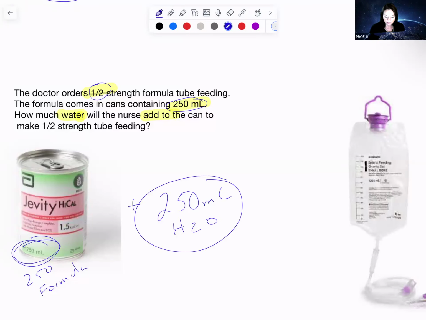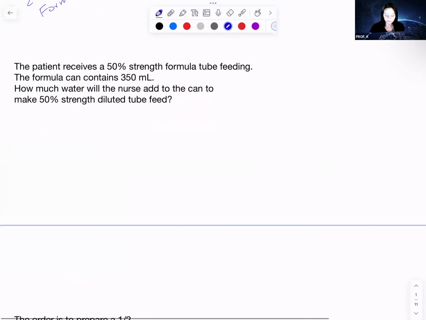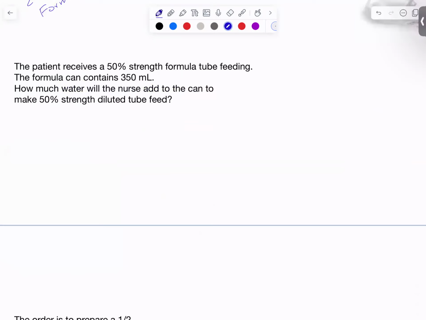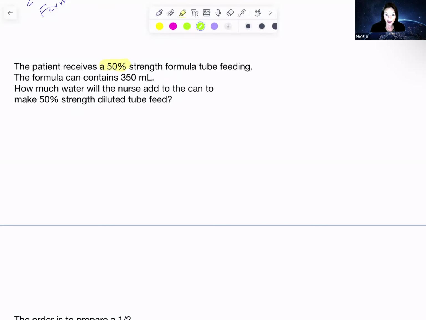So that's simple, right? What about this one? The same. So what's the answer you're going to write in the answer line? 350 milliliters. So 50% is still half strength. The formula comes in a can with 350 milliliters. How much water will the nurse add to the can?